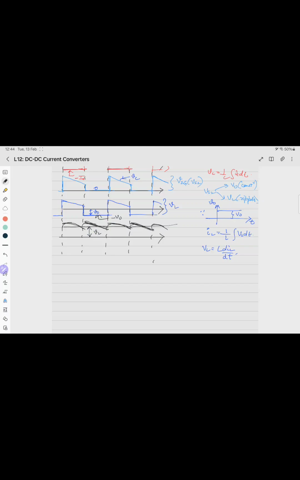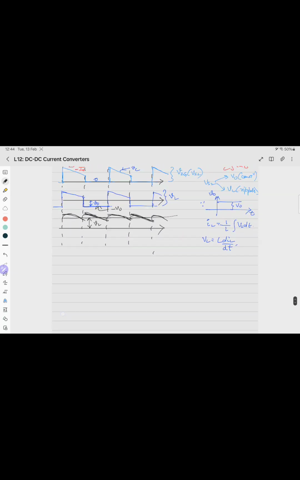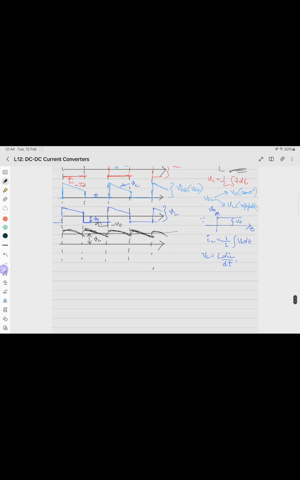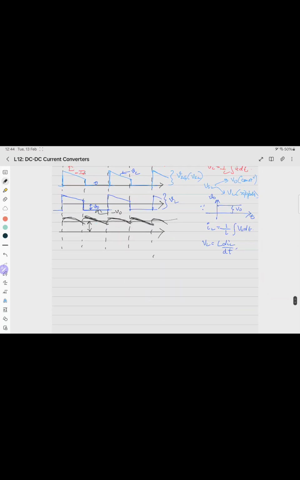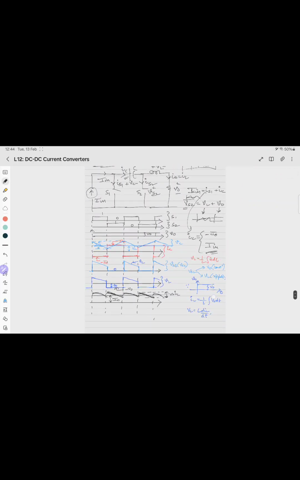Sorry, this is not VL. This is IL. So IL. What is the average value of IL? It is I naught. This is I naught, and this term is what? Delta IL. So these are the waveforms for this particular converter. Quickly we'll do the amp second balance.